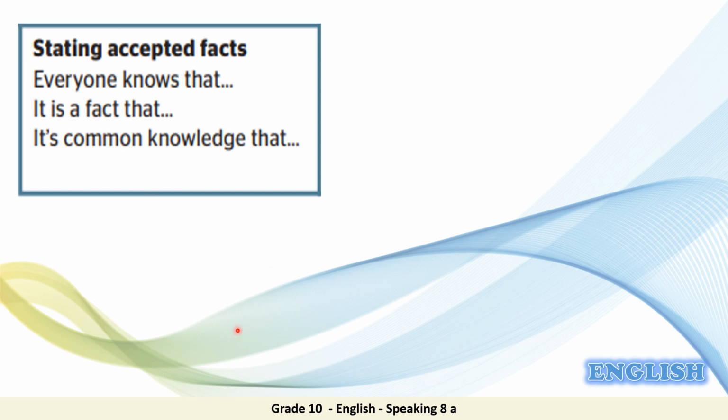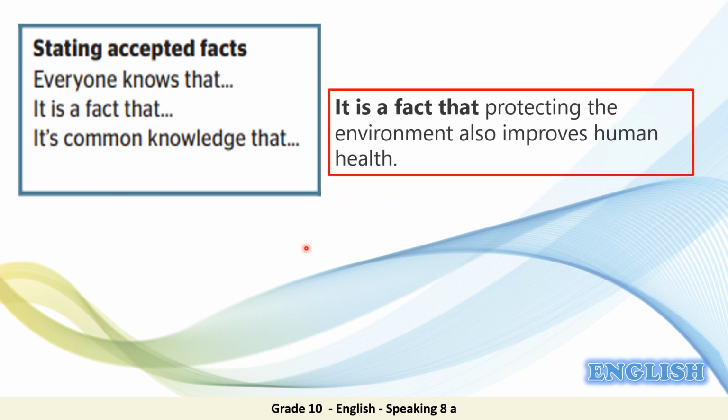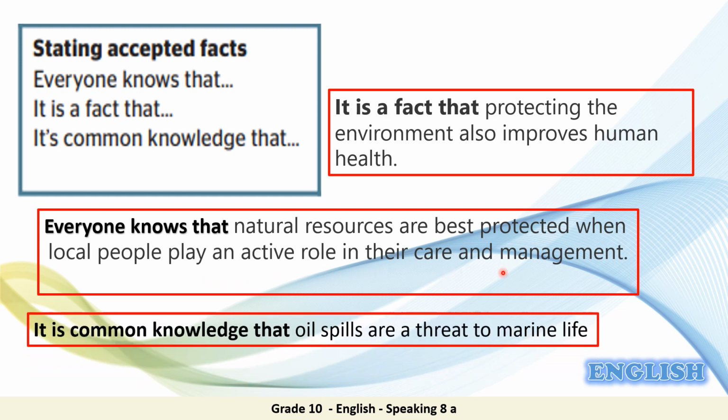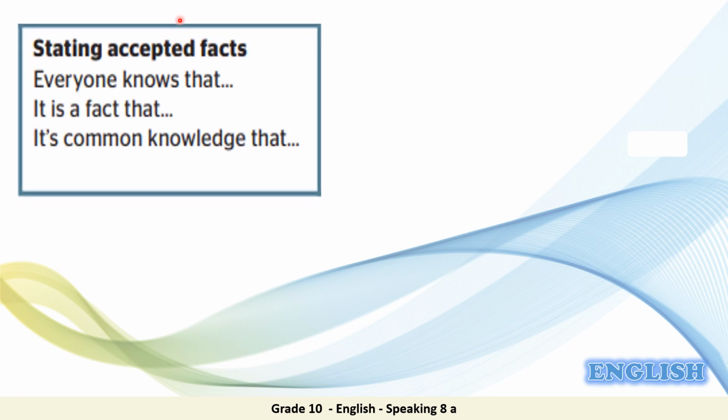Let's find out together. For example, when you say, it is a fact that protecting the environment also improves human health. Also, you can say, everyone knows that natural resources are best protected when local people play an active role in their care and management. Another example is to use, it is common knowledge that oil spills are a threat to marine life. Now let's find out more examples about stating accepted facts.